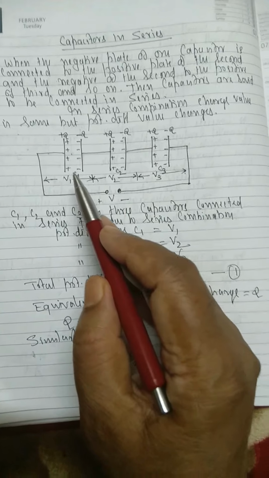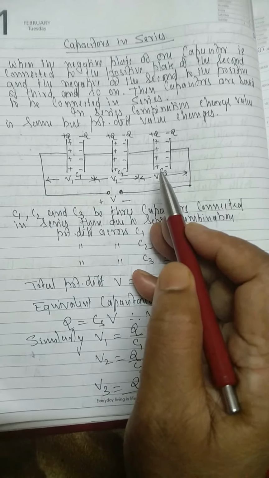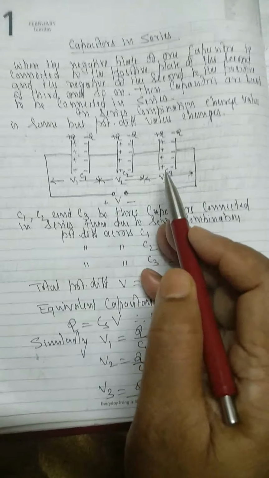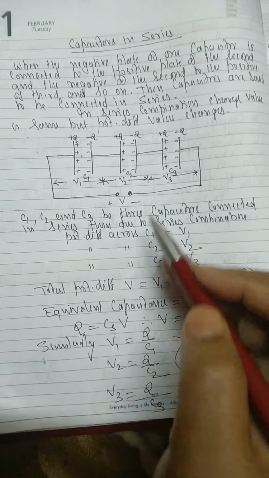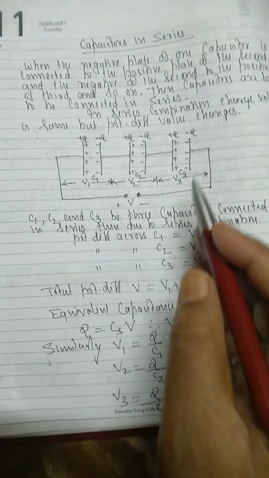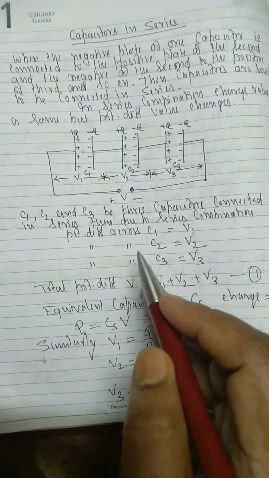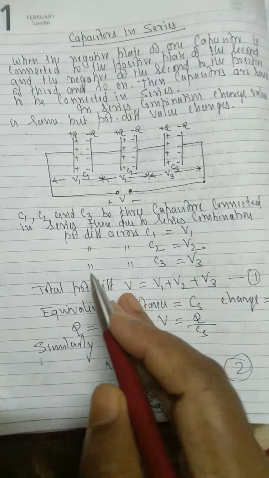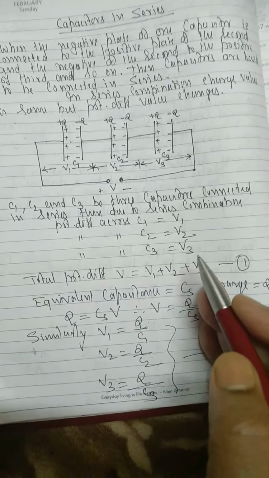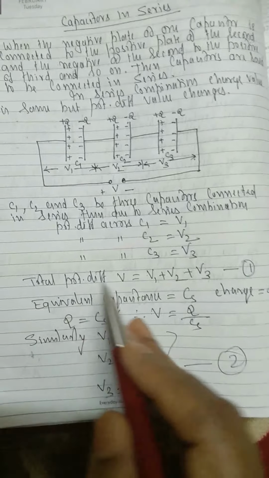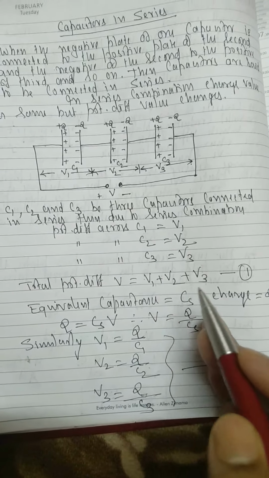Here three capacitors C1, C2 and C3 are connected in series. Then due to the series combination, the potential difference across C1 equals V1, across C2 equals V2, and across C3 equals V3. So the total potential difference V equals V1 plus V2 plus V3.